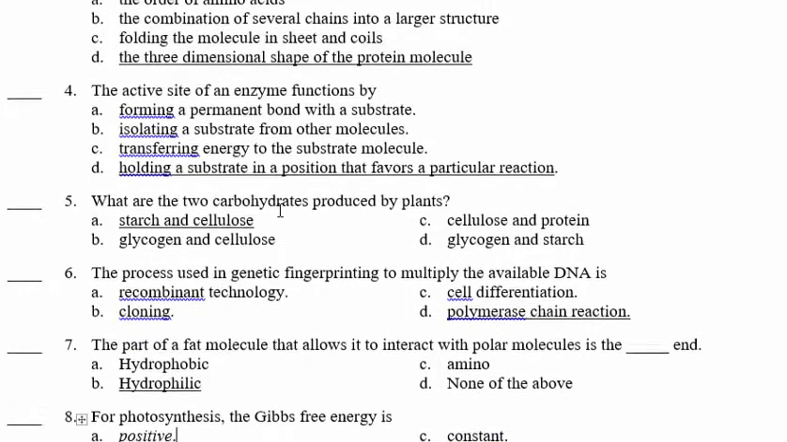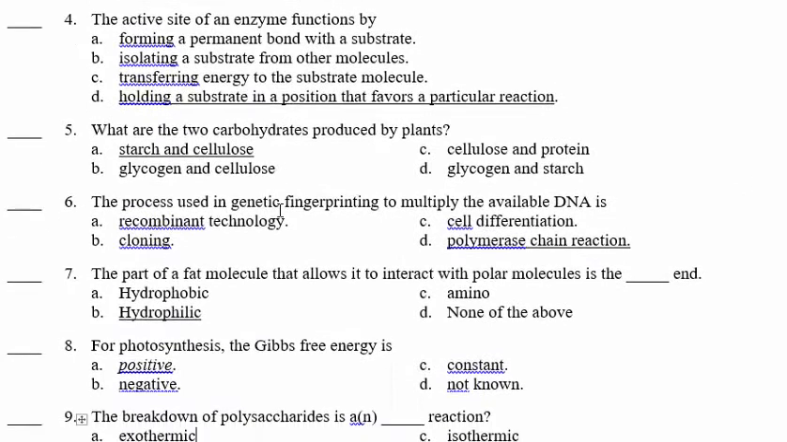Number 5, what are the 2 carbohydrates produced by plants? Of course, the most famous carbohydrates that are produced by plants are starch and cellulose.